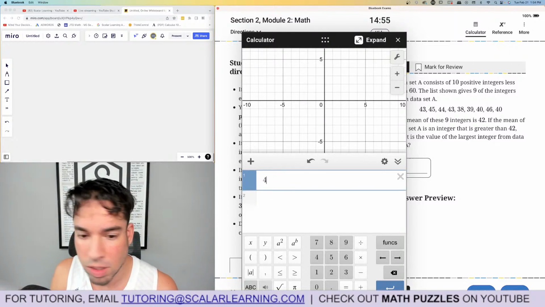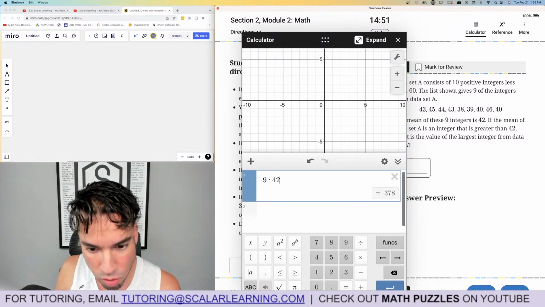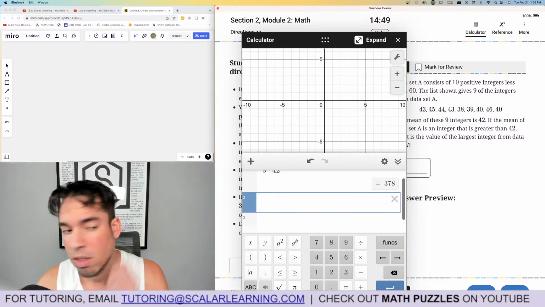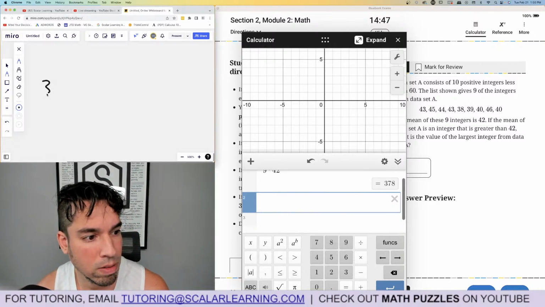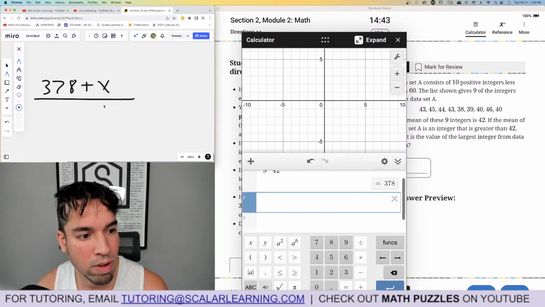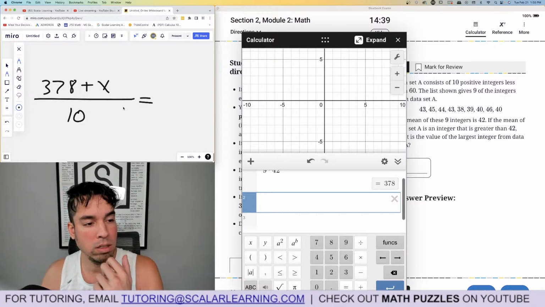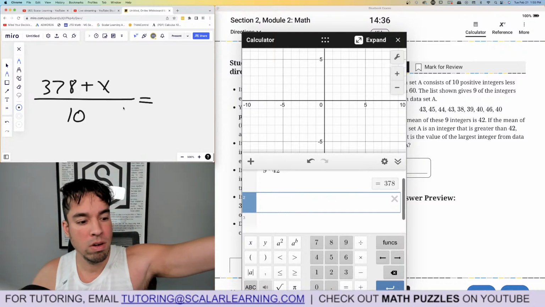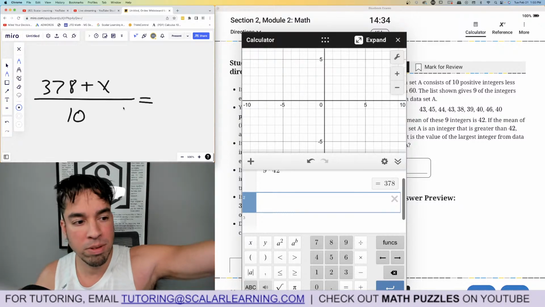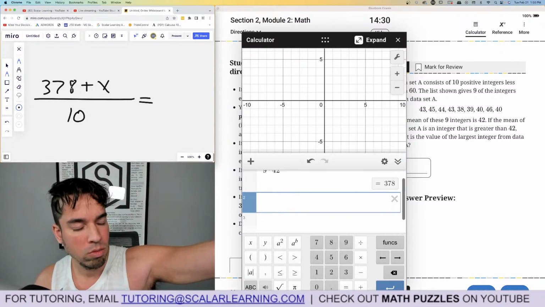The mean is 42. So 9 times 42 is 378. So 378 plus some unknown thing divided by 10 has to equal an integer. And it's got to be bigger than 42. So it's got to be 43 basically. So this has to add up to 430, which means 52.